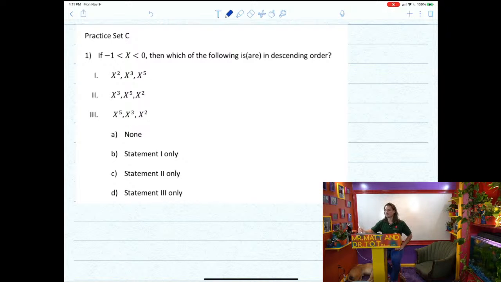So I'll give you 3 minutes for this question, and then we'll go through the solution.